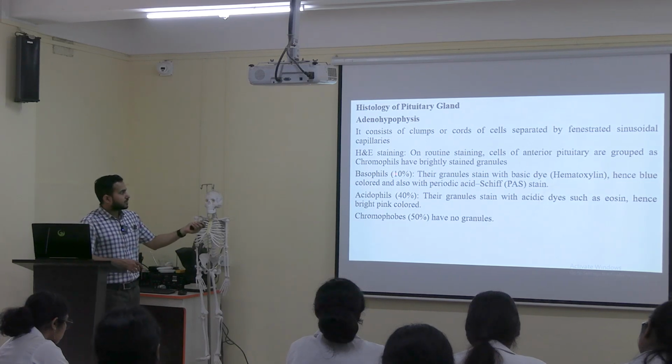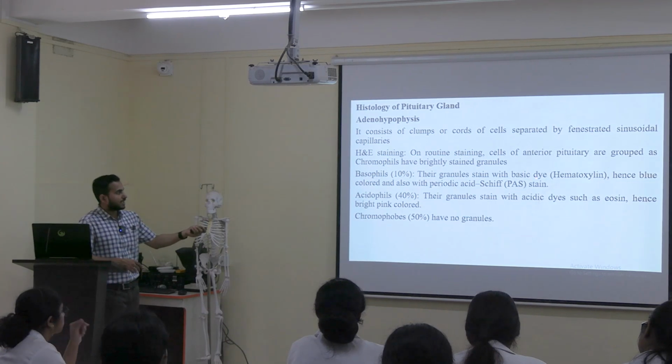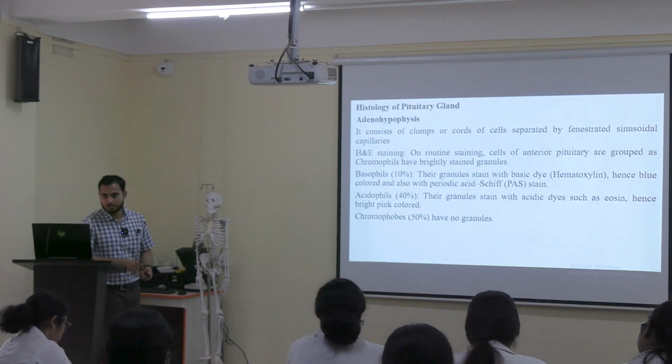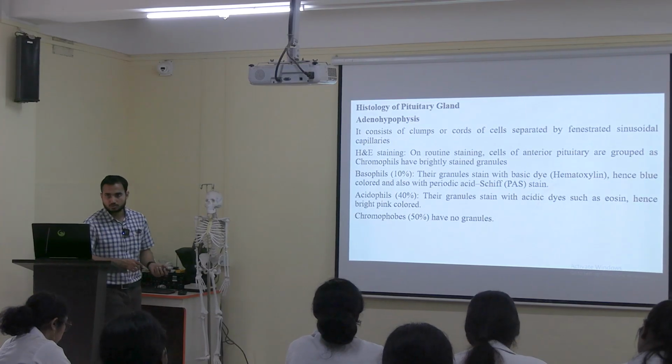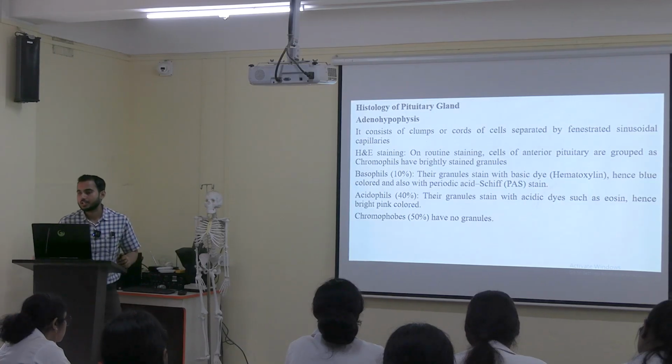Now in basophils you can see the granules stained with basic dye. You know that hematoxylin is a basic dye. Hence what will be the color? Blue. Next, the acidophils take the acidic dye, that is eosin, and hence the color will be bright pink. Like this we can differentiate acidophil and basophil cells.